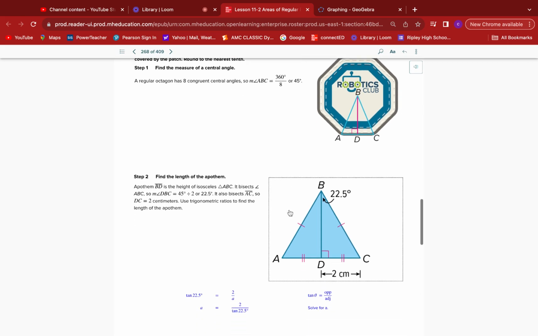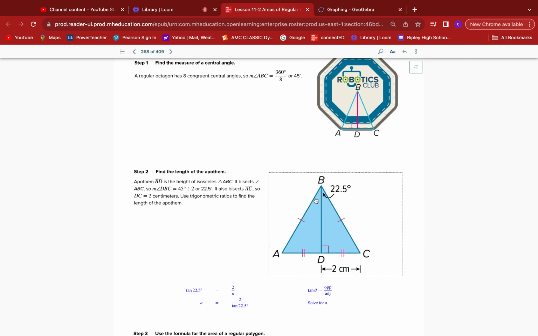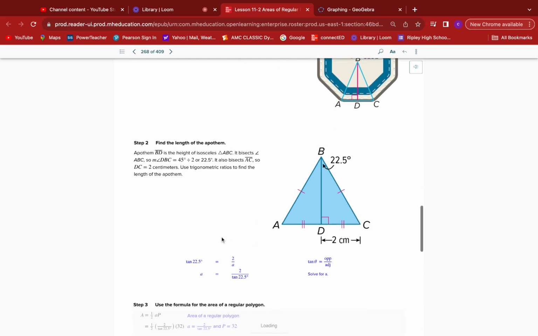That's probably going to be set in step 2. Yeah, there it is right there. So 22.5 for angle ABD, 22.5 for angle CBD. And I've already told you that AC is 4, and that means AD is 2, and CD is 2.